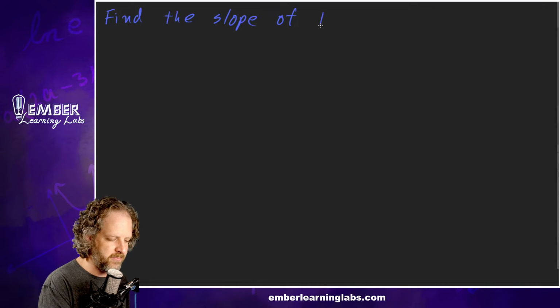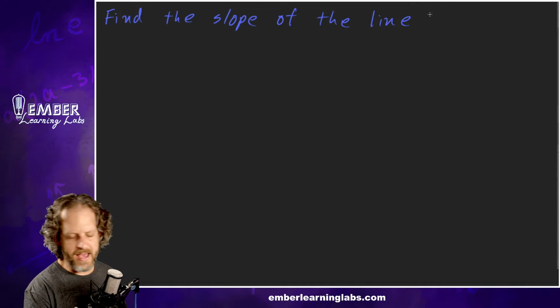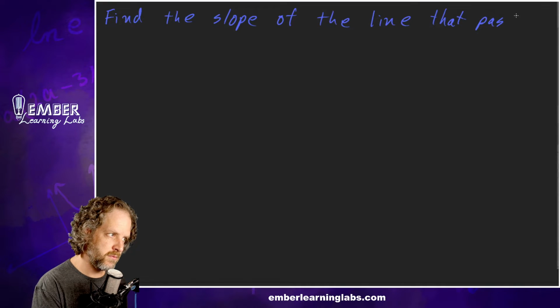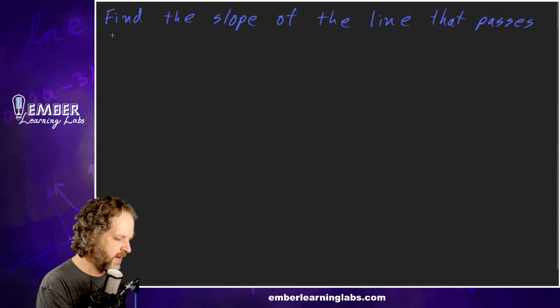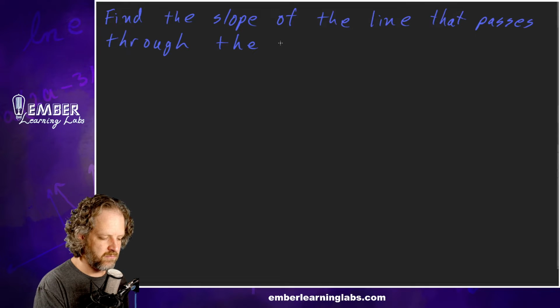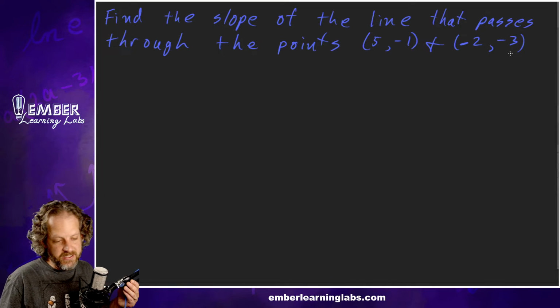of the line that passes through the points (5, -1) and (-2, -3). So this is easy peasy, right?